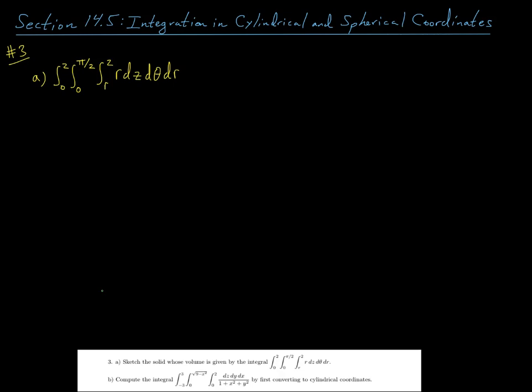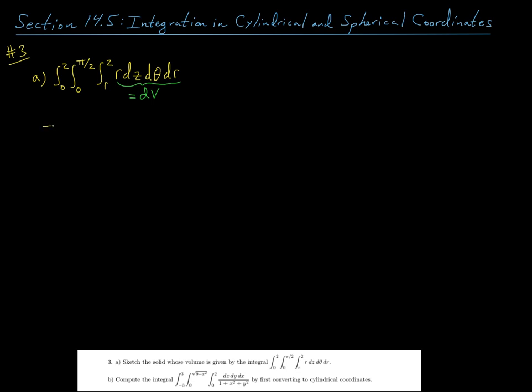All right, next up is question 3, and part A says to sketch the solid whose volume is given by the iterated integral here, and our integrand is r, and the order of integration is dz d theta dr. And just to clarify, when it says sketch the solid whose volume is given by this iterated integral, if I look at this r dz d theta dr portion of the integral, this is really just our differential volume element in cylindrical coordinates.